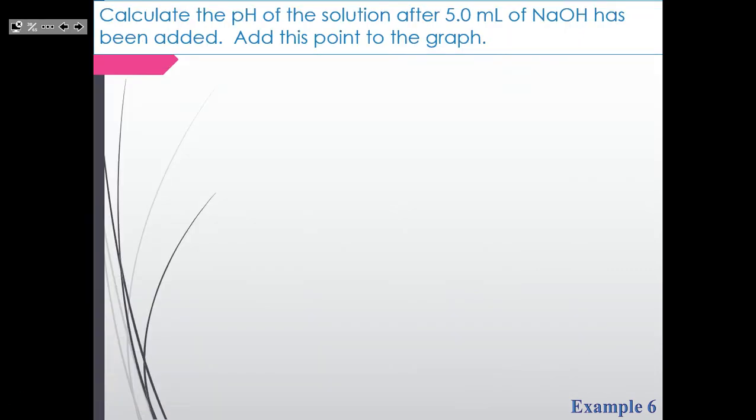Okay, this is the step that we are going to really get into. So we're going to calculate the pH of the solution after 5 milliliters addition of a strong base to a weak acid. And then we're going to add this point to the graph. So here we go. This is what we've been working towards. Okay, I am adding a strong base to a weak acid.